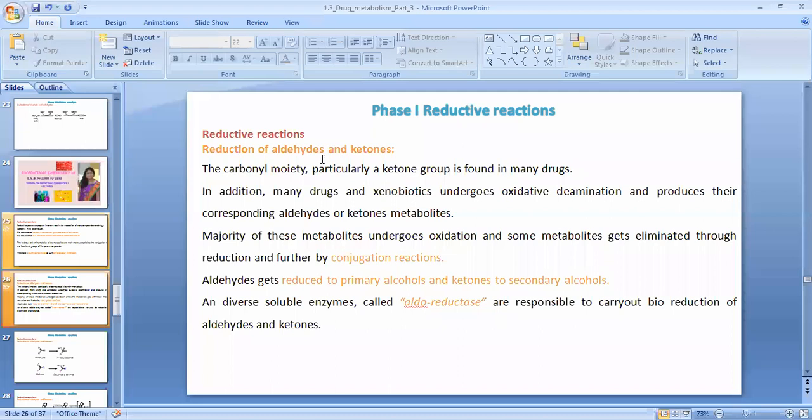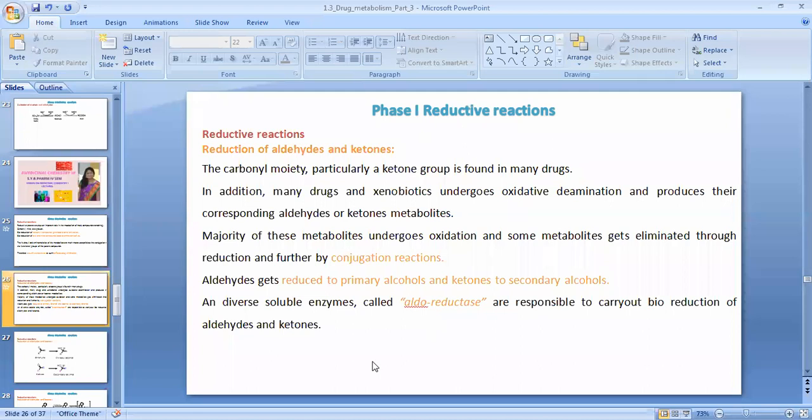So, reductive reactions of aldehyde and ketone. The carbonyl moiety, reductive reaction of aldehyde. Aldehyde and ketone contain what type of functional group? Carbonyl functional group. So the reduction of the carbonyl functional group, for example aldehyde and ketone, they undergo this type of reductive reaction in the majority of drug molecules.